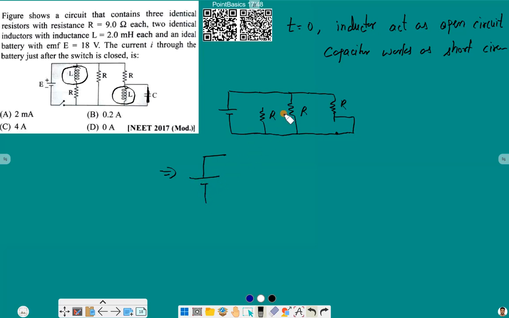So as a whole our circuit can be reduced to this form, that we have a battery here, this R is not in the circuit, and we have R and R in parallel, and their combined resistance will be R by 2. Now the value of the battery is 18 volt, so the initial current in the circuit will be 18 by 9 by 2, so this will be 4 ampere. Option C will be the right answer.